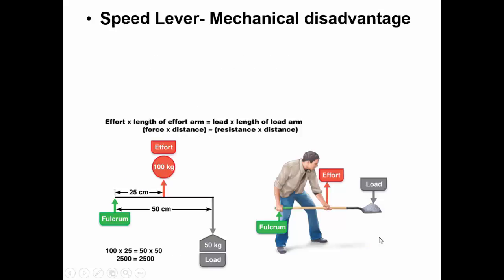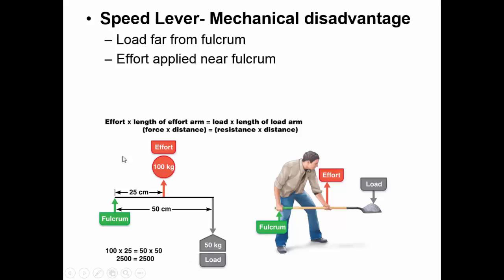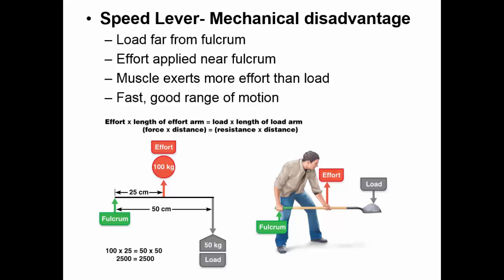Speed levers have what's called mechanical disadvantage. Here the load is very far from the fulcrum, and the effort is applied nearer to the fulcrum. The muscle has to exert more effort to move this load. This is why it's mechanical disadvantage. You have to use more force to move the load. This is very fast and you have good range of motion, but it takes more effort.